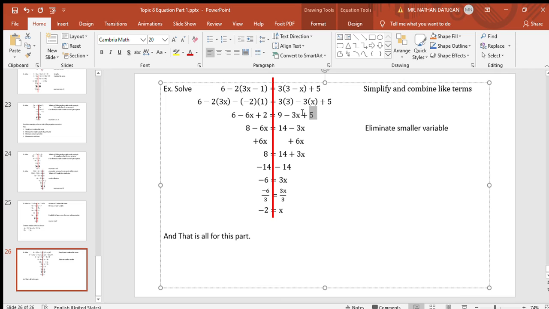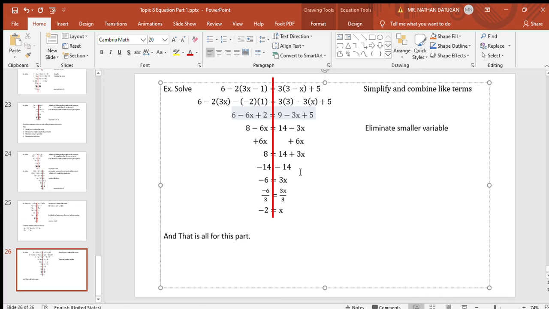Now that we're here, what do you think we should do? You should combine like terms. So what is a like term with 6? Well, it's 2. 6 plus 2 is 8. So you're going to get 8 minus 6x. Are there any like terms on the right side of the equal sign? Yes, 9 and 5. 9 plus 5 is 14, and then you just copy minus 3x. So it's going to be 14 minus 3x.